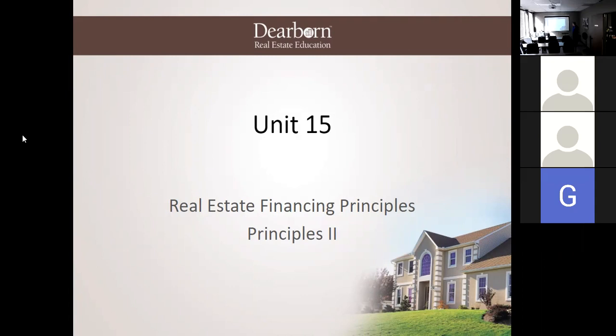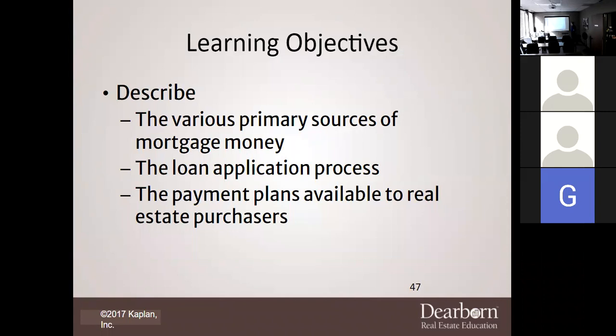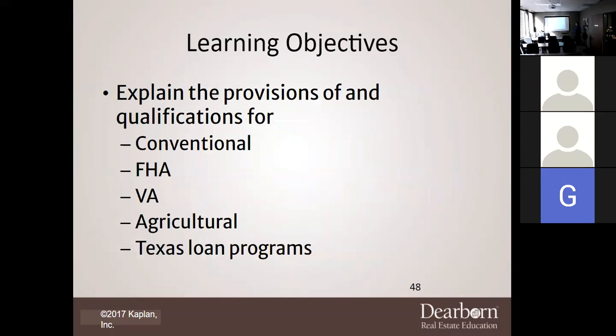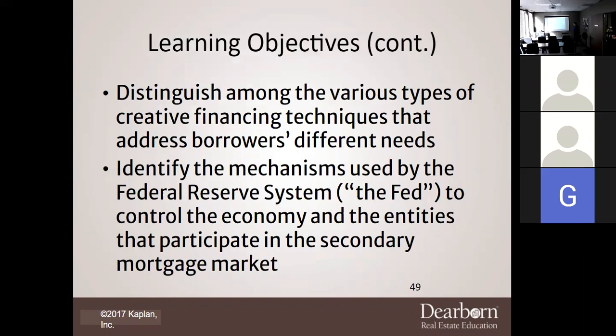So tonight we're going to go ahead and talk about describing the various primary sources of mortgage money, the loan application process, the payment plans that are available to real estate purchasers. We're also going to explain the provisions of and qualifications for conventional, FHA, VA, agricultural, and Texas loan programs. We'll further distinguish among the various types of creative financing techniques that address borrowers' different needs.